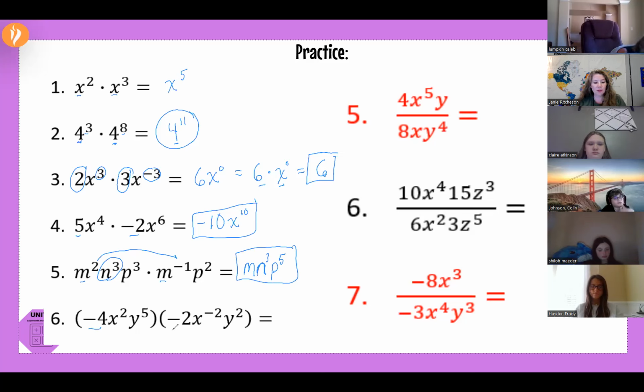Number 6, we're going to multiply. Negative 4 times negative 2 is positive 8. Negative 2 times positive 2 is 0. So x to the 0 is 1, right? And 1 times 8 is just 8. So those go away. They just go away. And then 5 plus 2 is 7. So number 6, the only answer is 8 times y to the 7th power.